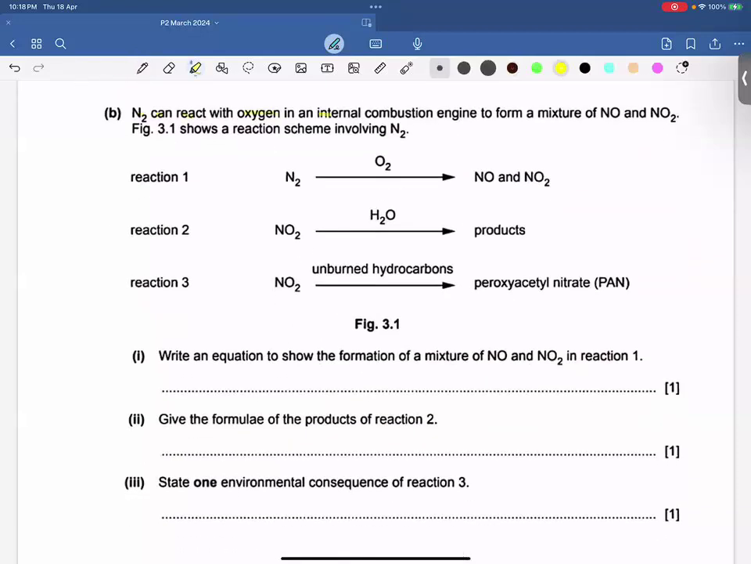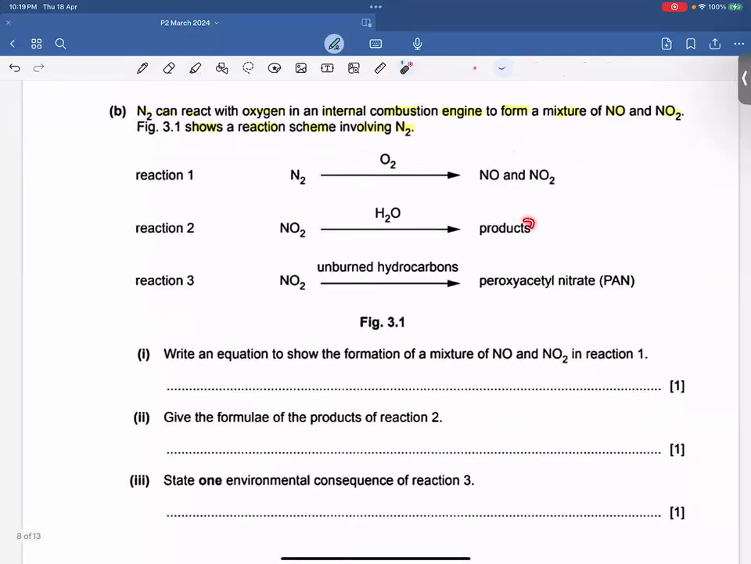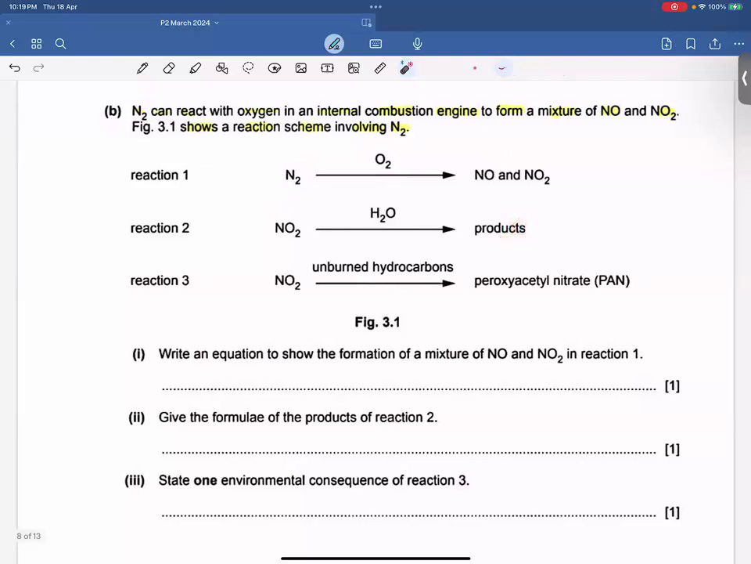Nitrogen can react with oxygen in an internal combustion engine to form a mixture of NO and NO2. The figure shows a reaction scheme involving nitrogen. So when nitrogen reacts with oxygen, it will give you oxides of nitrogen, that is nitric oxide, which is NO, also called nitrogen monoxide, and nitrogen dioxide. When nitrogen dioxide reacts with water, it will give you products. Products, it's a plural, right? Products. That means you will get two different products. The first one is nitrous acid, which has a formula of HNO2, and the other one is nitric acid, which has a formula of HNO3.